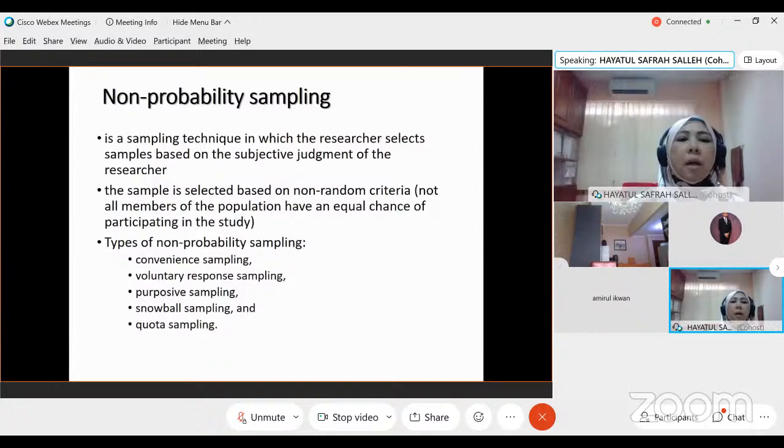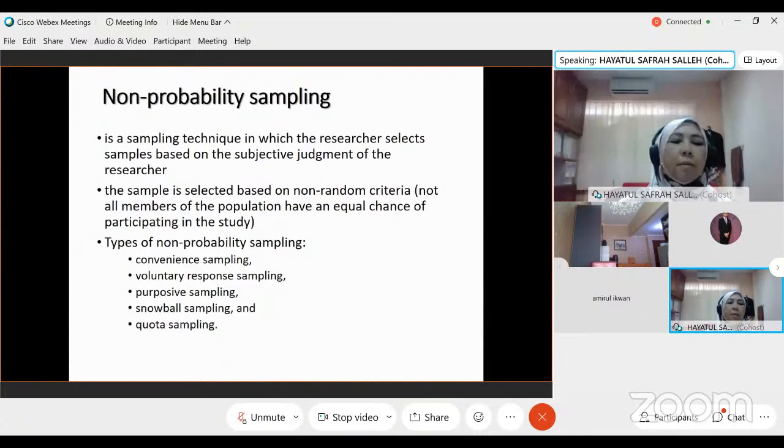So non-probability sampling is the subjective judgment of the researcher, and you have to justify why you choose them. The sample is selected based on non-random criteria, meaning that not all members of the population have an equal chance of participating in the study, because you use your judgment. You are not using random criteria.